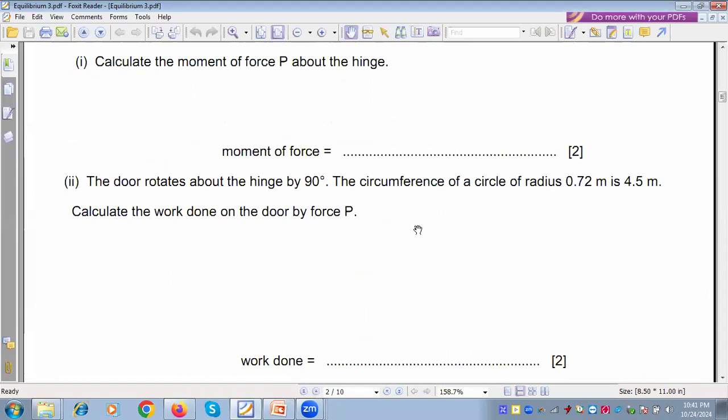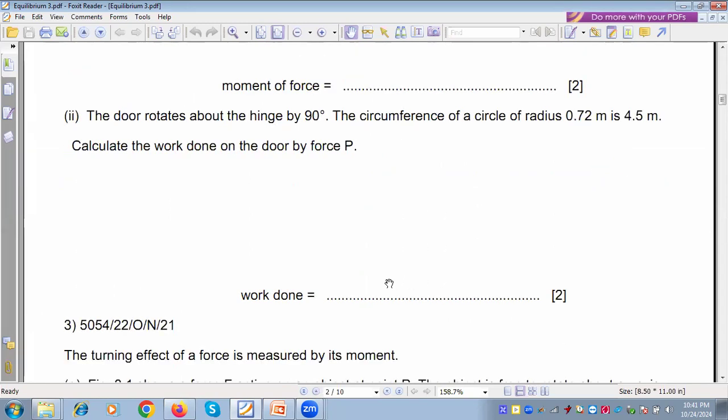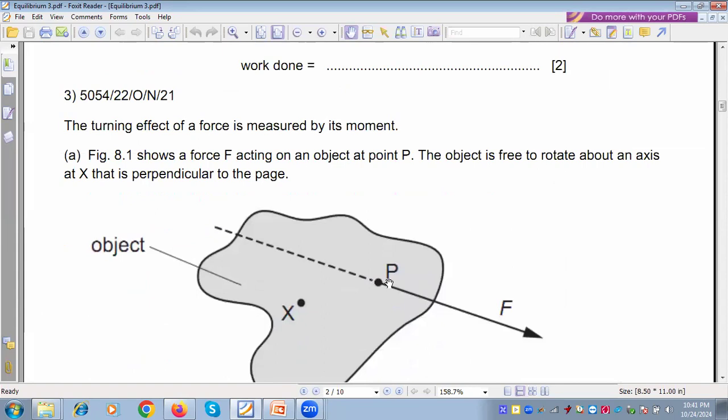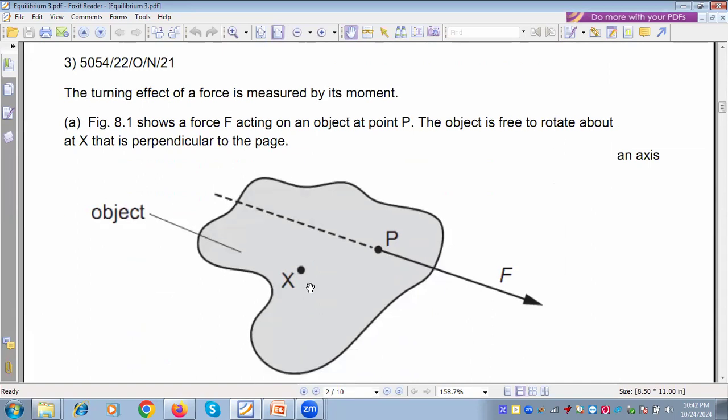So this was the part which I did. That is 4.5 meter is the circumference. So 1/4 of the circumference was 1.125, and work done by the force, 25 into 1.125, is coming equal to 28 joule. Now this is question number 3, 5054, variant 22, October November 2021.